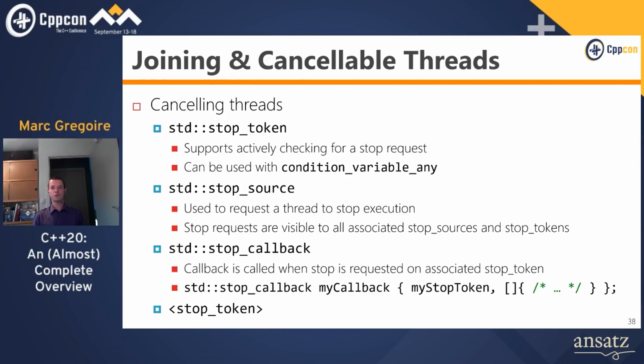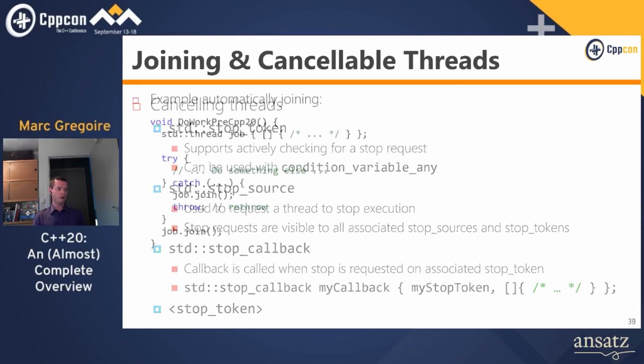The second is a stop source, and the stop source is the other side of cancellation. Stop source is used to actually ask a thread to stop. And finally, we have a stop callback. You can register a callback, and then your callback will be called whenever a stop is requested.